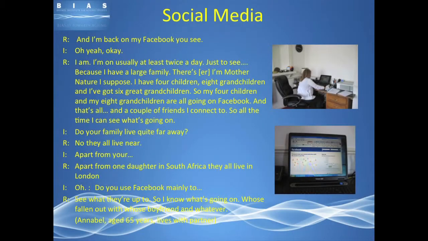Social media was quite central as well, and you can see here with Annabelle, so you see I'm back on Facebook. A lot of the social media was often around keeping contact with grandchildren or children, particularly who are overseas or just generally. And she says, I have a large family, and my 4 children, 8 children, are all going on Facebook, and a couple of friends I connect to, so all the time I can see what's going on. I can see what they're up to, so I know what's going on, who's fallen out with who and whose boyfriend or whatever. So there was this sort of sense of being there.